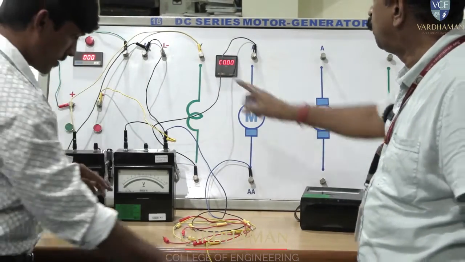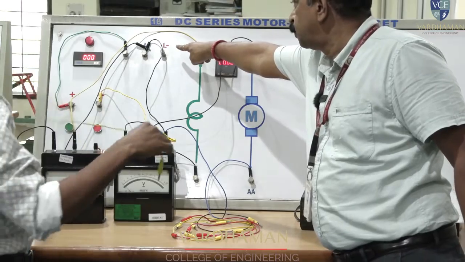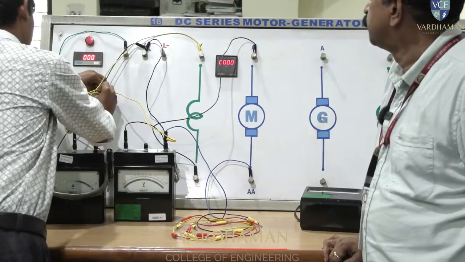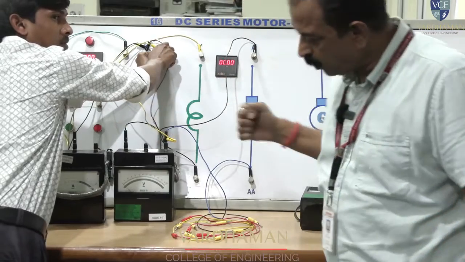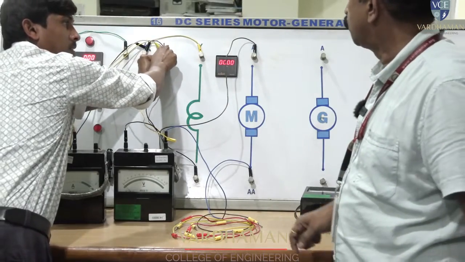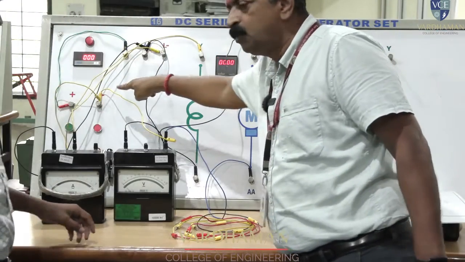And from the negative of the power supply, the starter negative terminal, L negative, is connected. If you avoid this connection, the starter will not hold the handle. So that is why we are connecting L minus to negative.